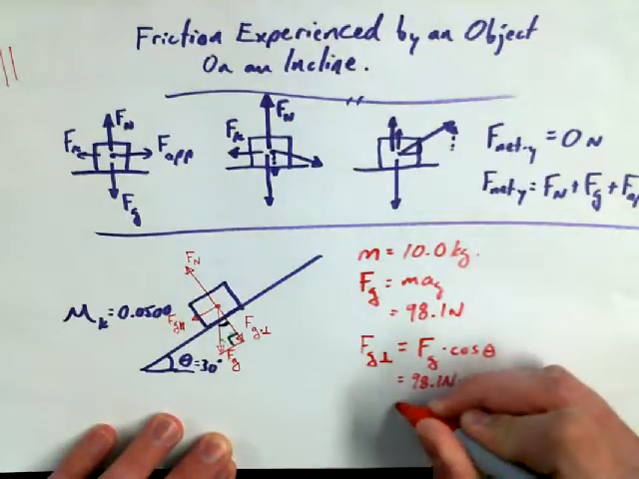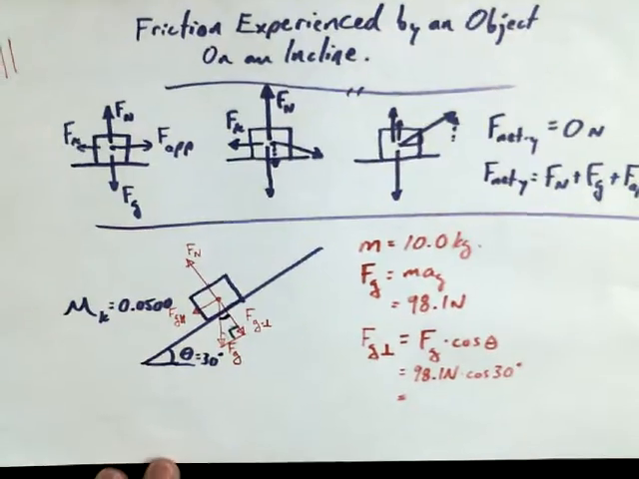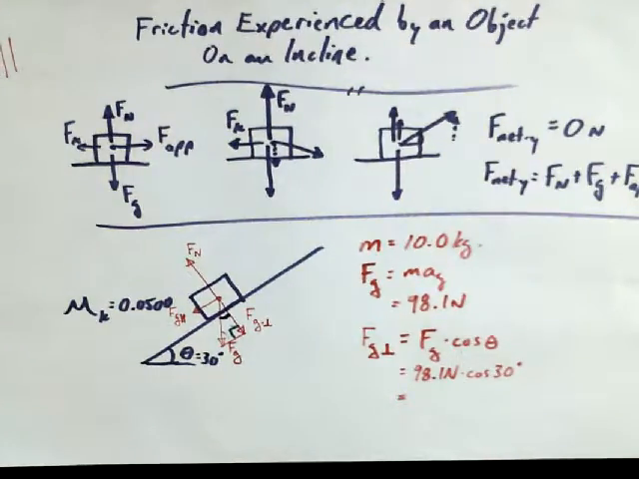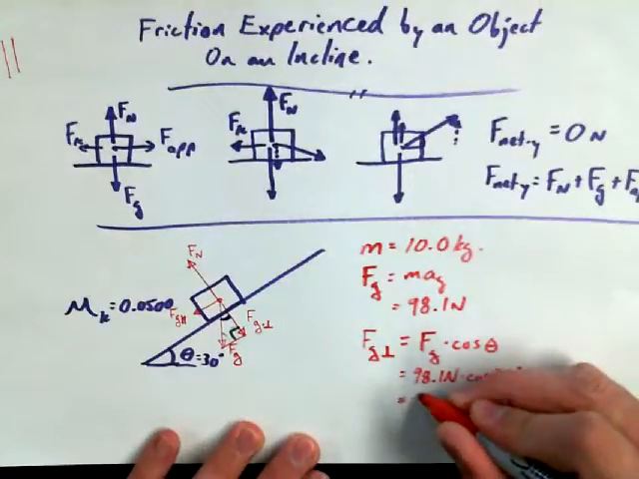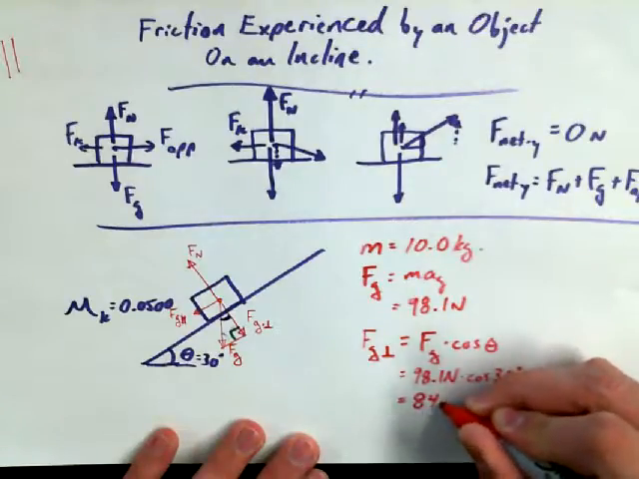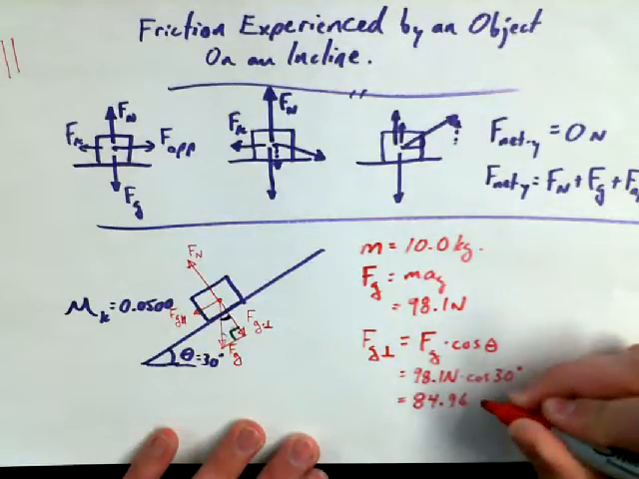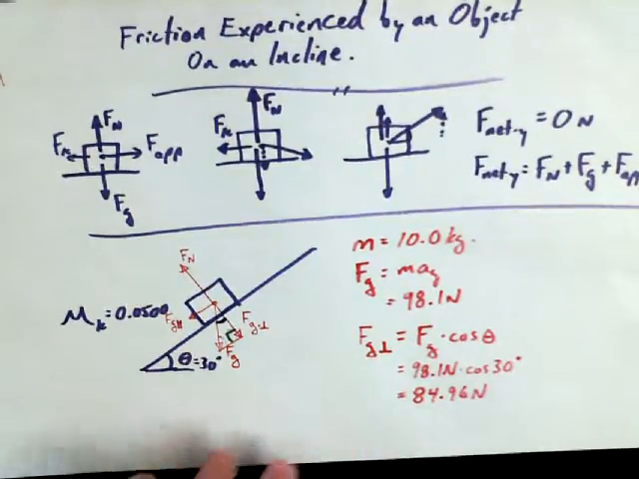Somebody with a calculator that's quick on the draw. What's 98 cos 30? Yeah? 84.95? So, 96, okay. Does anybody want to agree with that? Agree. Motion carries. 84.96 newtons. No problem.